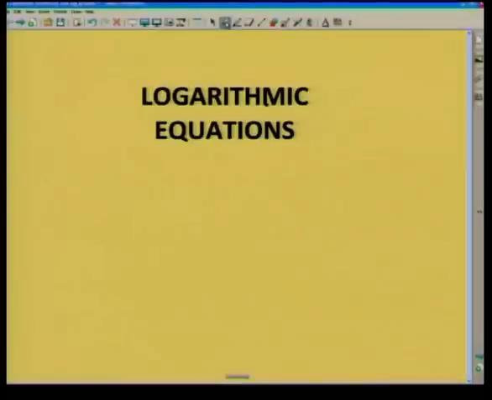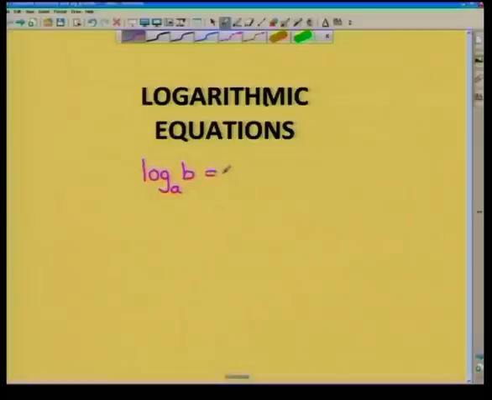Right, let's quickly remind ourselves of our log definition. Our log definition said the following. If I have log to the base a of b equals c, then a to the c equals b. So in other words, that base brings that exponent up to give me that value.